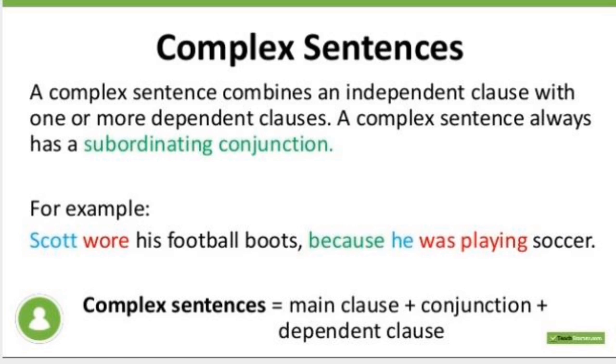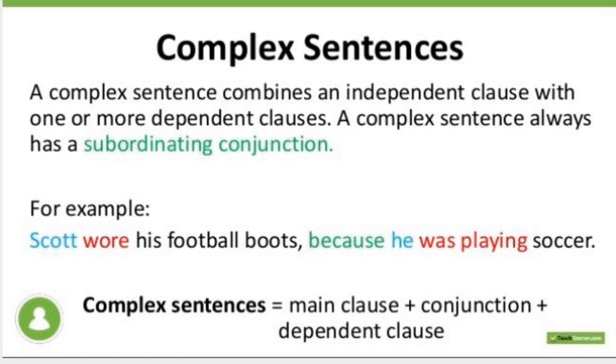As I have told you, an independent clause has one subject and verb, and a dependent clause also has a subject and verb, but it's dependent on the independent clause. For example, Scott wore his football boots because he was playing soccer.